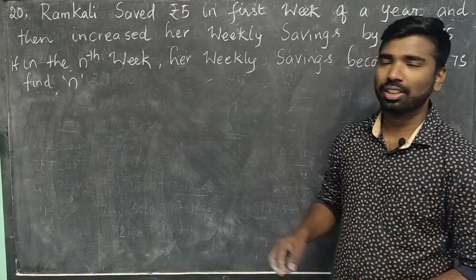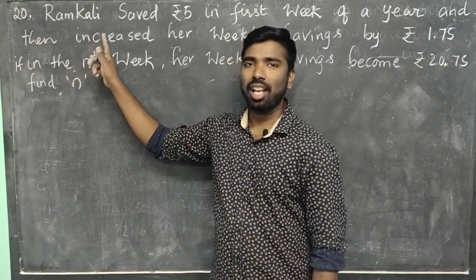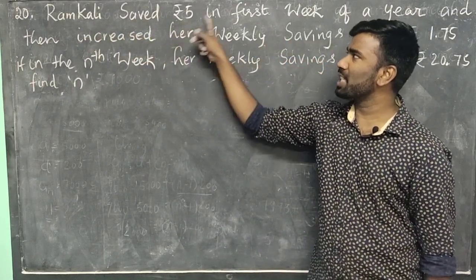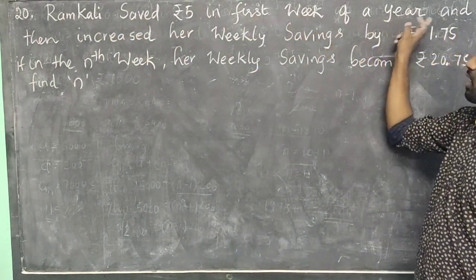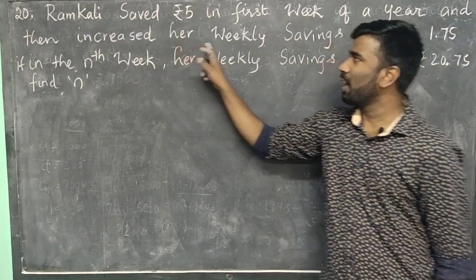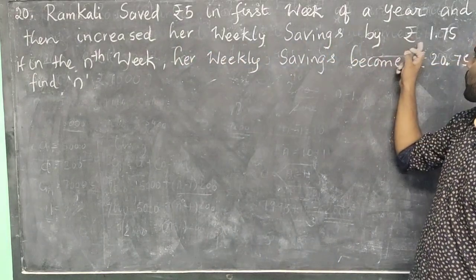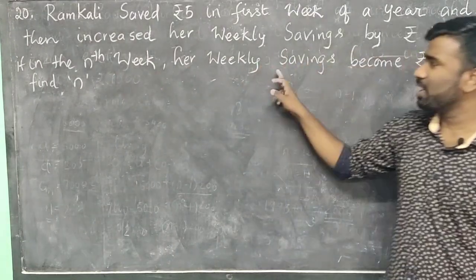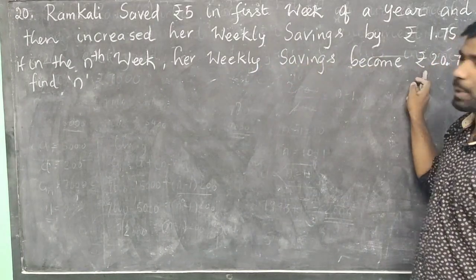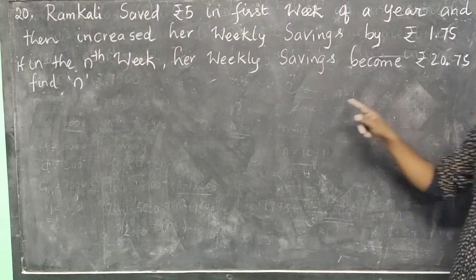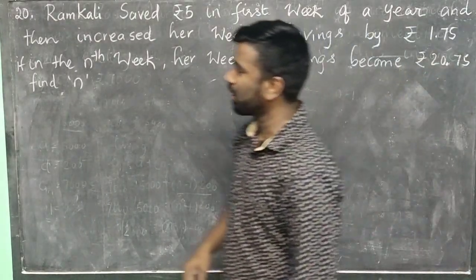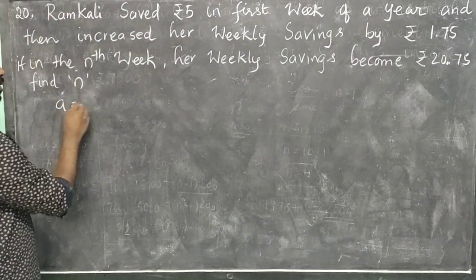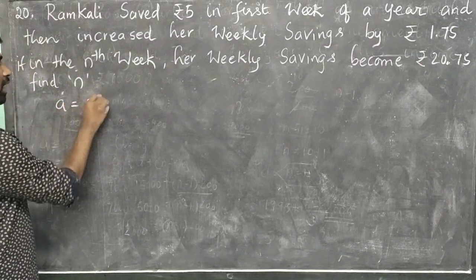Moving to the next question, question number 20, the last question of the exercise. Ramkali saved rupees 5 in the first week of a year and then increased her weekly savings by rupees 1.75. If in the nth week her weekly savings become rupees 20.75, find the value of n. In the first week, how much has she saved? She has saved rupees 5. That is, the first term becomes 5.